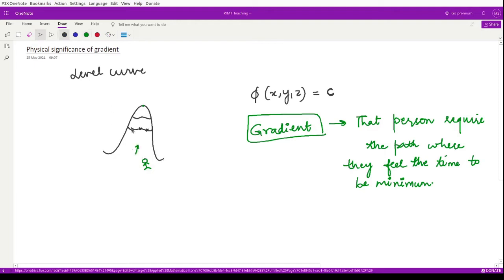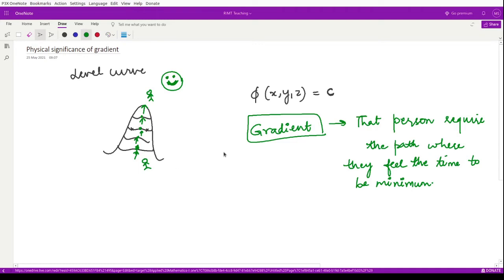Suppose these are different level curves. What this person will do is start from the ground, go in the perpendicular direction, reach this level curve, go in the perpendicular direction to this level curve, reach here, go in the perpendicular direction, reach here, and finally he will reach the top in the minimum amount of time, and he would say, yes, I am happy, right?